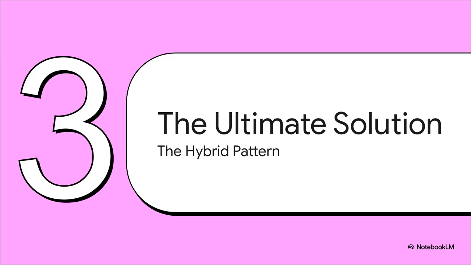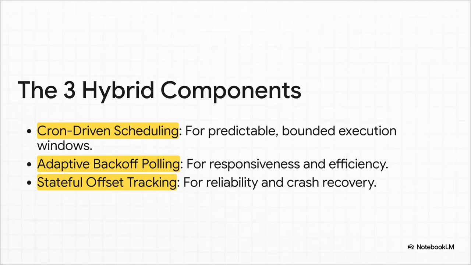Okay, so we've got our smart adaptive backoff logic. We've got our super reliable bookmarking. Now what happens when we put these pieces together and add just one more little ingredient for predictability? Well, that's when we get the ultimate solution, the hybrid pattern. This whole hybrid pattern really stands on 3 core pillars.